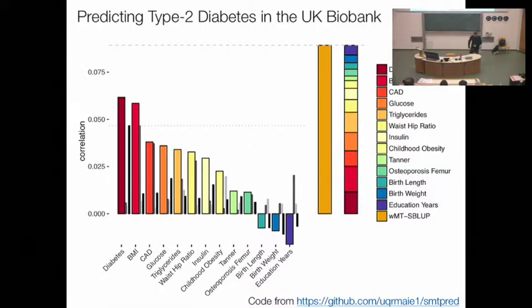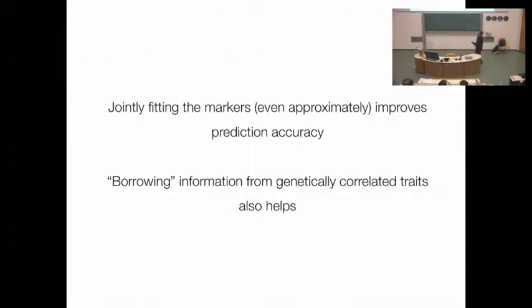So that's one way of doing this, and it shows that jointly fitting the markers, even approximately, can help improve prediction accuracy, and that borrowing information from genetically correlated traits also helps. But that's an approximation, and it works okay in the situations where we're never going to have access to the individual level data, which is some of the time.